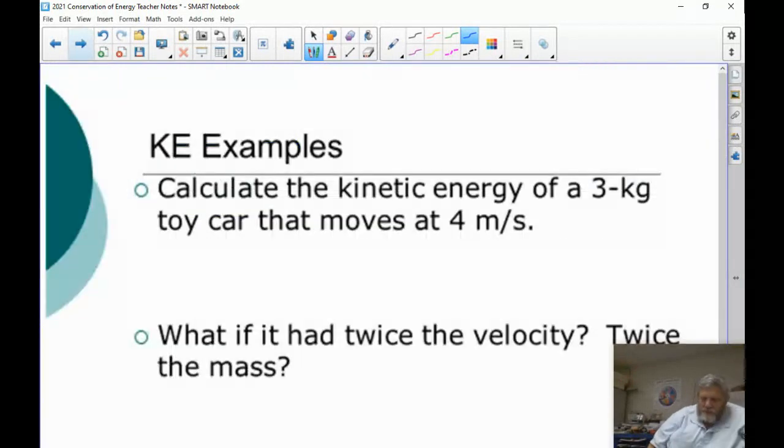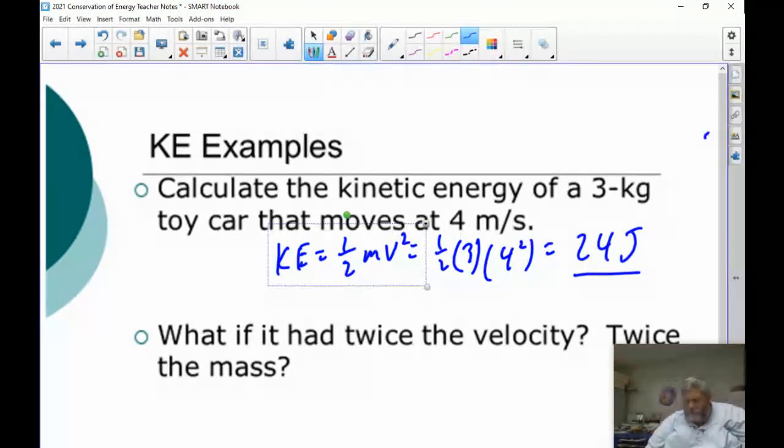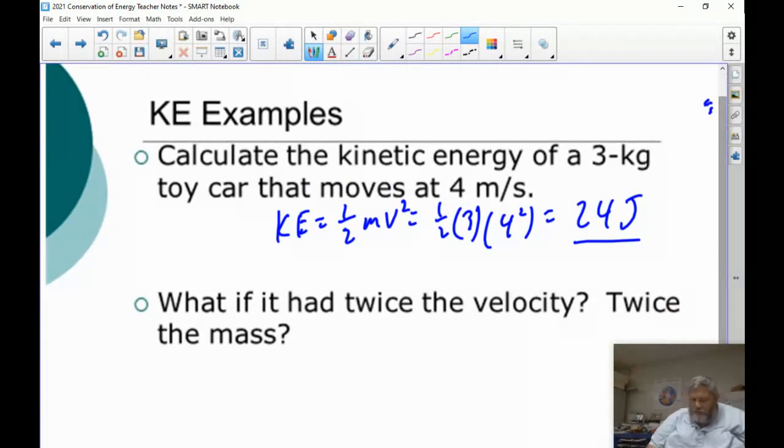So calculate the kinetic energy of a 3 kilogram toy car that moves at 4 meters per second. So KE equals 1/2 mv squared. So 1/2 times 3 times 4 squared. 0.5 times 3 times 16 is 24 joules. And again, the unit for kinetic energy is joules, just like the unit for any type of energy. What if it had twice the velocity?